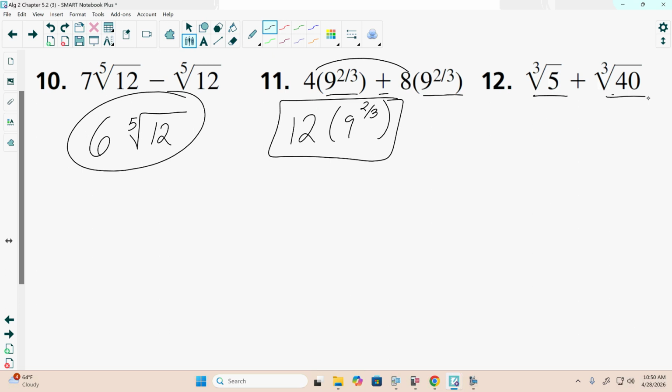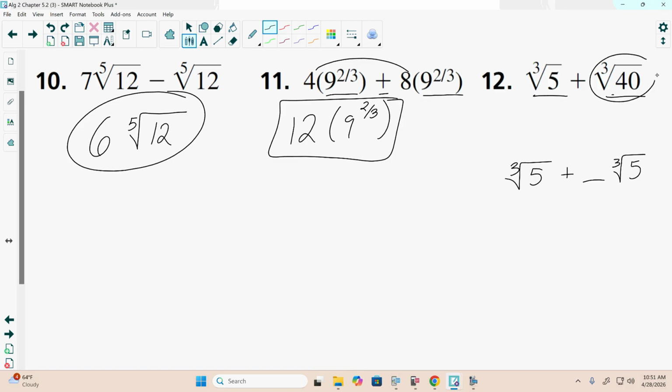Cube root of 5 plus the cube root of 40. Are these radicals the same? No. But if we're going to be able to add them, realistically, I need it so I have the cube root of 5, because that's as simplified as it gets, plus most likely something times the cube root of 5. I need both of those to have the cube root of 5, yes? Because that's the only way we can add or subtract is if those radicals are the exact same.